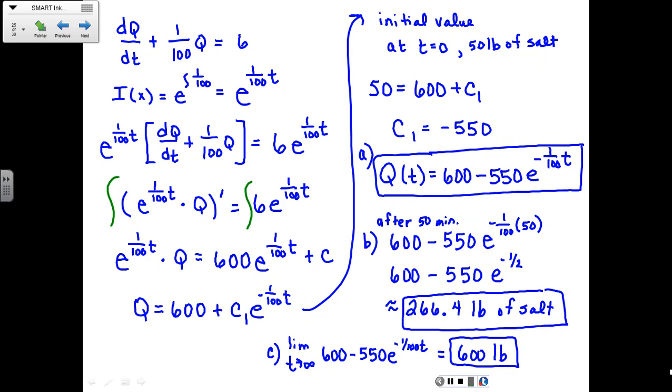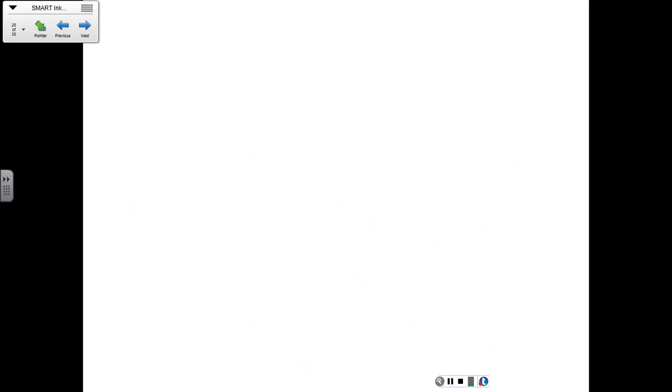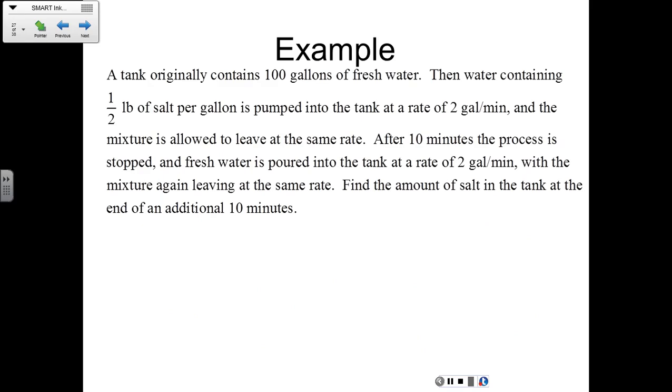Okay. Let's do one more problem. I know y'all are getting glazed over a little bit. Let's do one more. We'll have a little short break, and we'll finish it up. How about that? Sound good to y'all? This is another pumping question. Mixture problems. And this one bites.